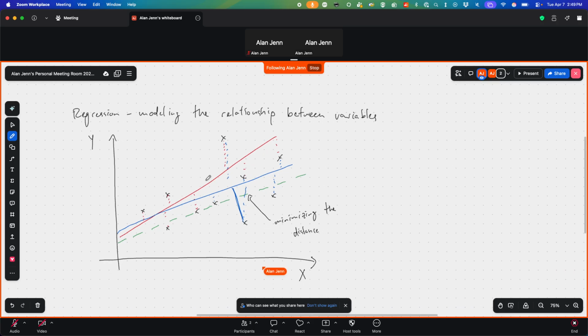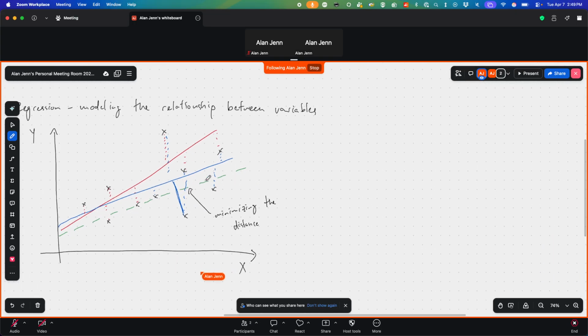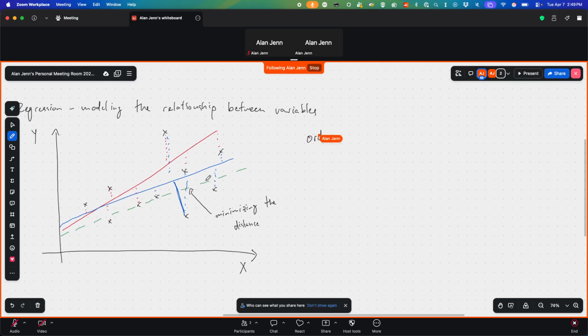So when we talk about linear regression, we are doing ordinary least squares regression. This is known as OLS for those who are not familiar. But this is not the only metric with which we can measure those distances.